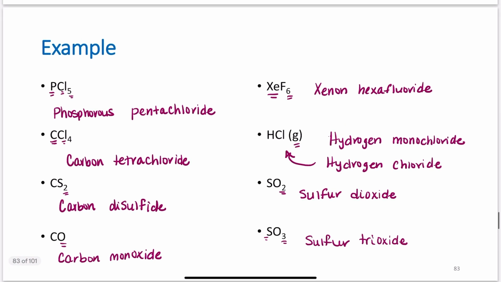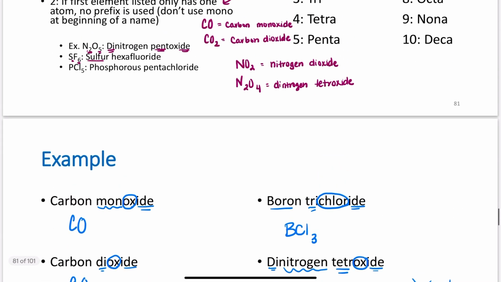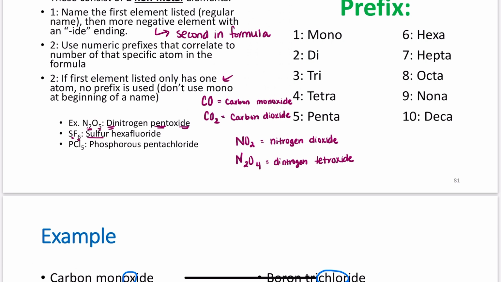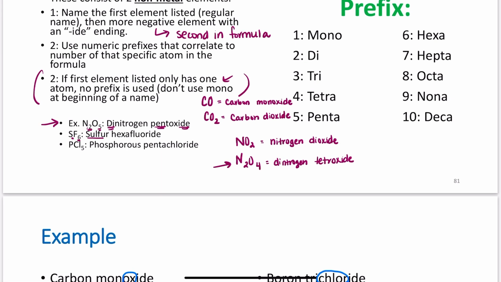Molecular naming tends to be easier for students. It's really memorizing your diatomics and your polyatomics of your molecular elements, and then not forgetting your prefixes. Remember which prefix is which. Also, again, just a little bit back to those rules. Remember, if the first element listed only has one atom, you don't use that mono prefix at the beginning of the name. We only use that mono prefix for the second element listed. But if the first element listed has more than one, for example, N2O5, N2O4, we do put that prefix in front.